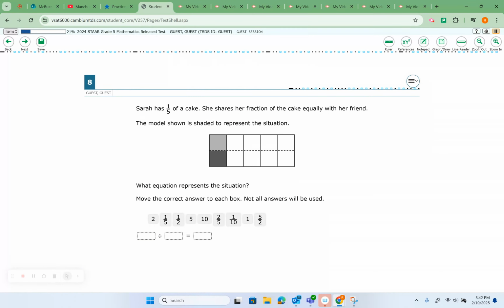So it is 1/5 divided into 2 equal parts, and each person gets that 1/10, and that's the answer. Easy stuff if you teach it with the models. Not so easy without.